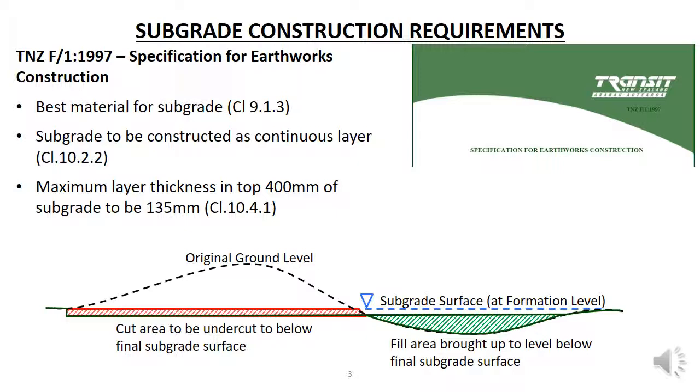Soil with the highest bearing capacity is to be used in the subgrade, even if it involves extra time and cost, as we discussed in a previous video. The subgrade is to be laid as a continuous layer over both cut and fill areas. This means that the subgrade area of a cutting needs to be undercut below the formation level, and the fill needs to be brought up to the level below the formation level as shown in the bottom diagram. So the earthworks would look like this.